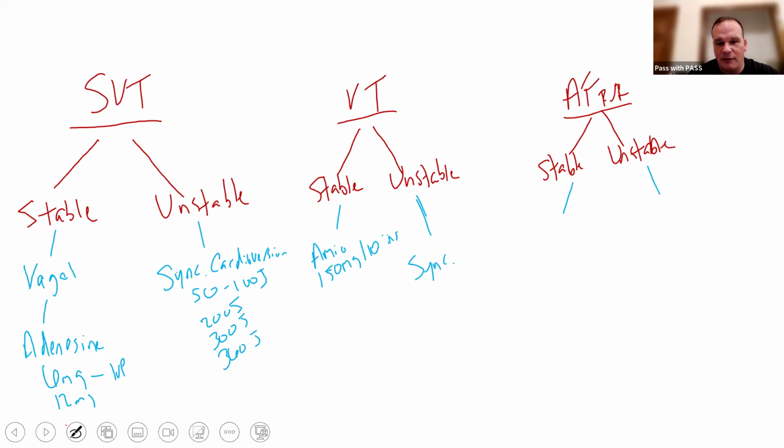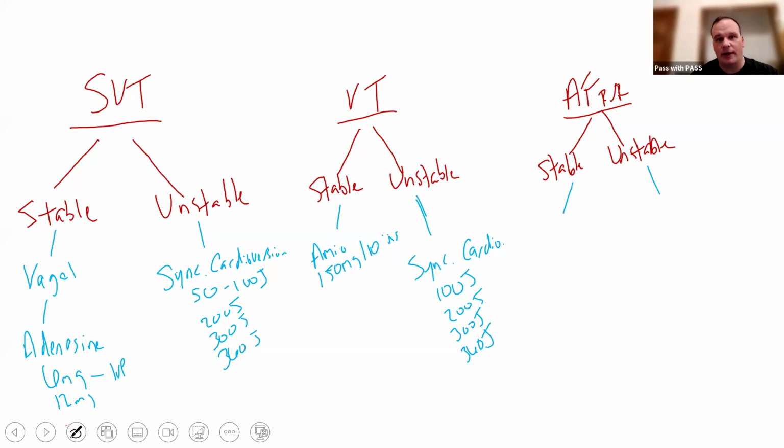Just like we did in SVT, we are going straight to synchronized cardioversion. For these patients, 100, 200, 300, 360. Okay, that's going to be the flow of our dosage there. Start at 100. If that doesn't work, go to 200, 300, 360. And remember, this is synchronized.